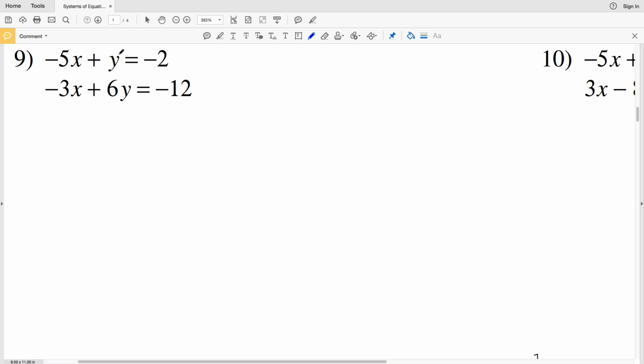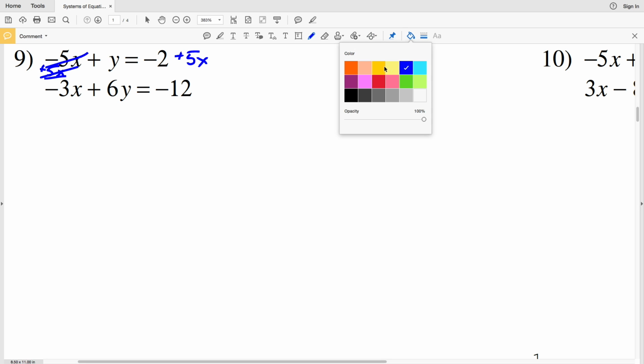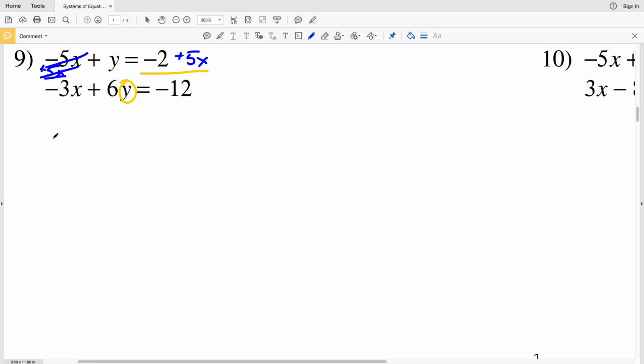So for number 9, we're going to solve this first equation in terms of y, and we'll do so by adding 5x to both sides. So y equals negative 2 plus 5x. So I'm going to take that expression, negative 2 plus 5x, since that's equal to y, I'll be able to plug that in for y in my other equation. So negative 3x plus 6 times negative 2 plus 5x, since that's what y is equal to, that's going to be equal to negative 12.